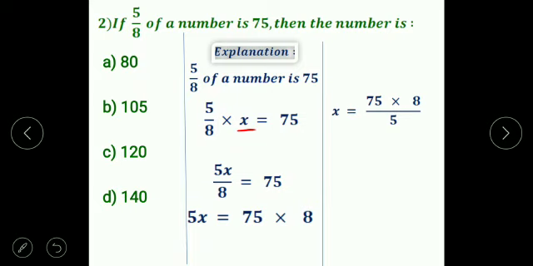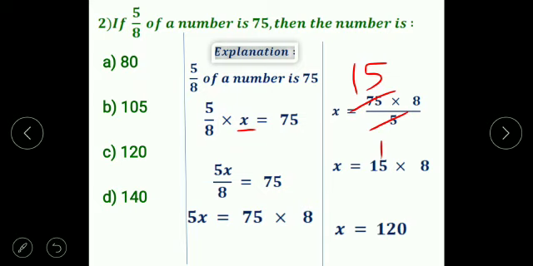So we know that in the 5's table 75 is there. So 5 ones are 5, 15 5's are 75, right? So what are the remaining numbers here? x is equal to 15 into 8. So 15 8's, how much is it? 120. So what is the answer of this question? Your answer is option number C, 120. So this is the answer of question number 2.